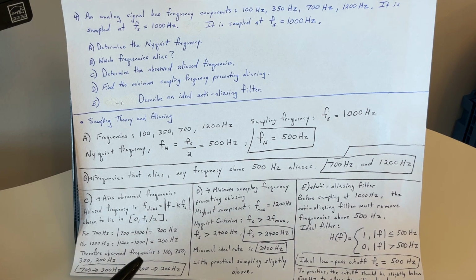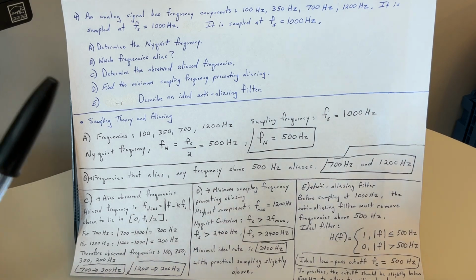So therefore the observed frequencies are 100, 350, 300, 200 hertz respectively. 700 goes to 300 hertz, 1200 goes to 200 hertz for letter C.